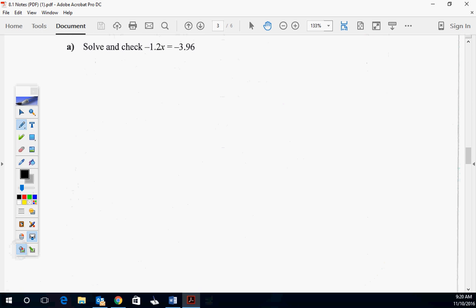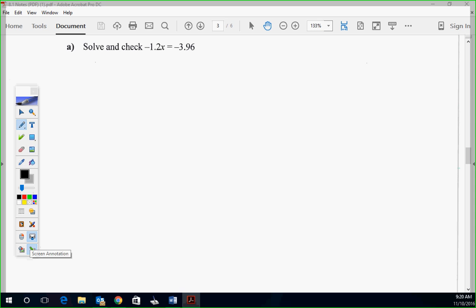All right, so now we've got decimals. Decimals are a little bit easier if you want to use your calculator for a little bit more. This one's still pretty simple. How do we get rid of negative 1.2? Yeah, we just have to divide it. So you would just do that on your calculator. That's fine. 3.3 is your solution.